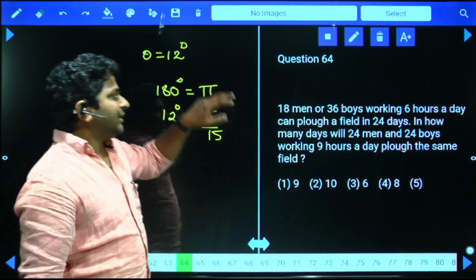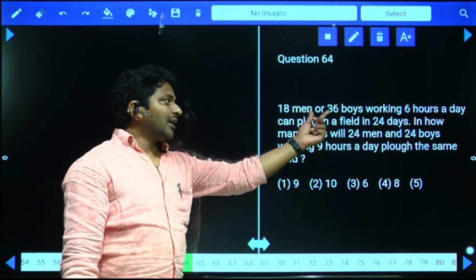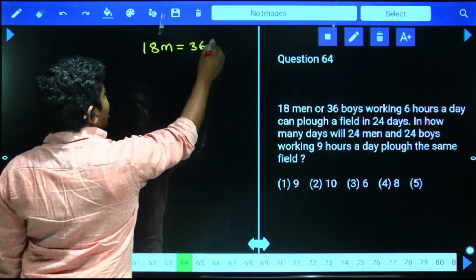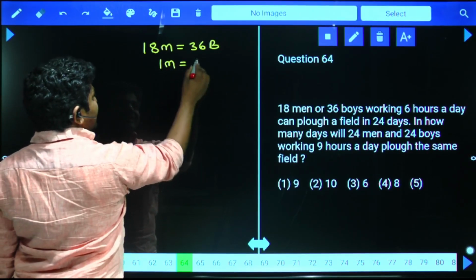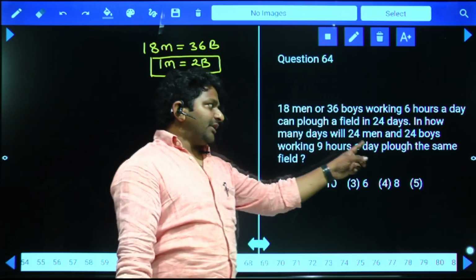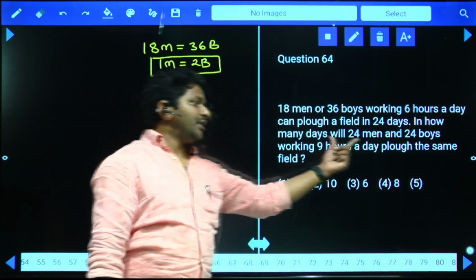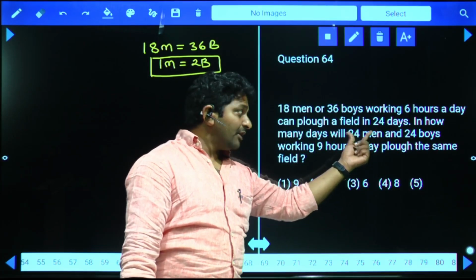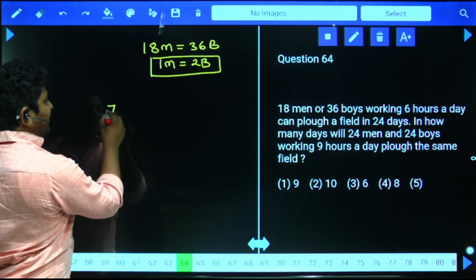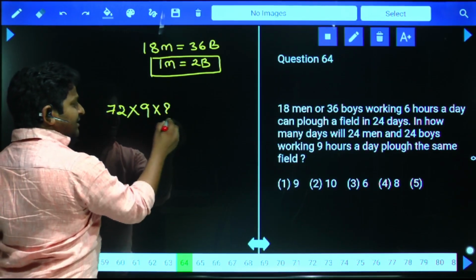Next, 18 men or 36 boys working 6 hours a day can plough a field in 24 days. From this condition we can say 18 men's work is equal to 36 boys. From this, 1 man's efficiency is equal to 2 boys' efficiency. This is the relation that we have. In how many days will 24 men and 24 boys? Let's convert men to boys. 1 man is equal to 2 boys. 24 men is equal to 48 boys. 48 boys plus 24 boys is equal to 72 boys. 72 boys working 9 hours a day can complete the work in how many days?